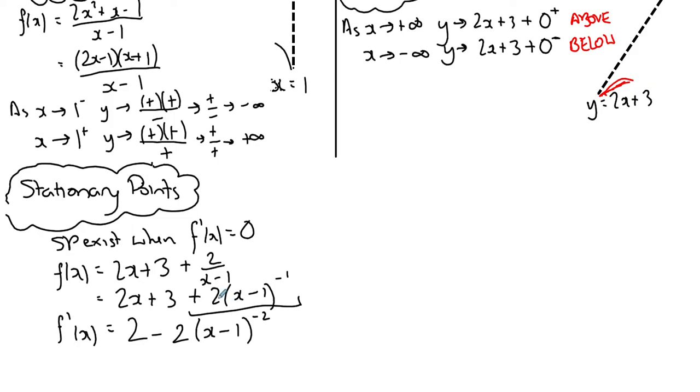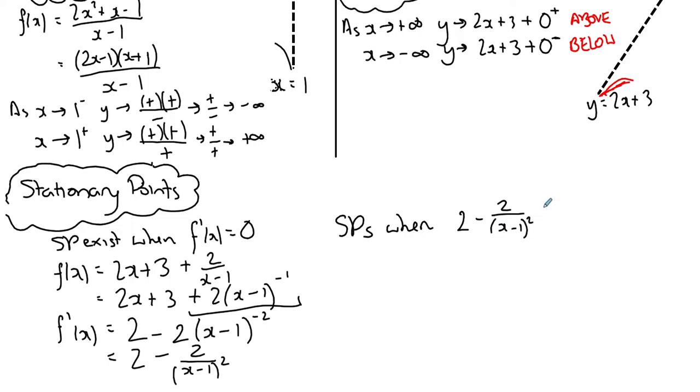So we don't have to do anything there, and we'll end up with 2 minus 2 over (x minus 1) squared as our first derivative. So if stationary points exist when that is 0, we can say that stationary points exist when 2 minus 2 over (x minus 1) squared is equal to 0. How do we do that?